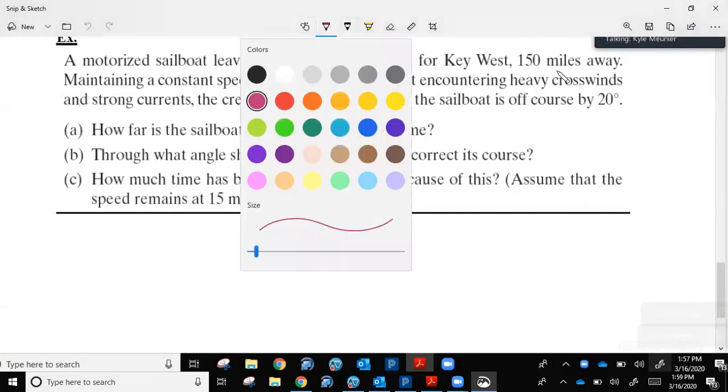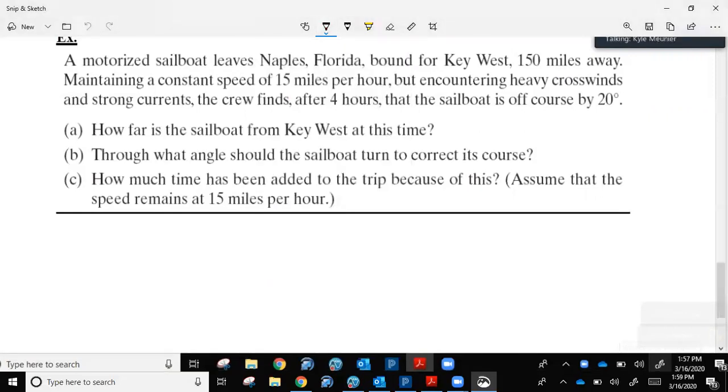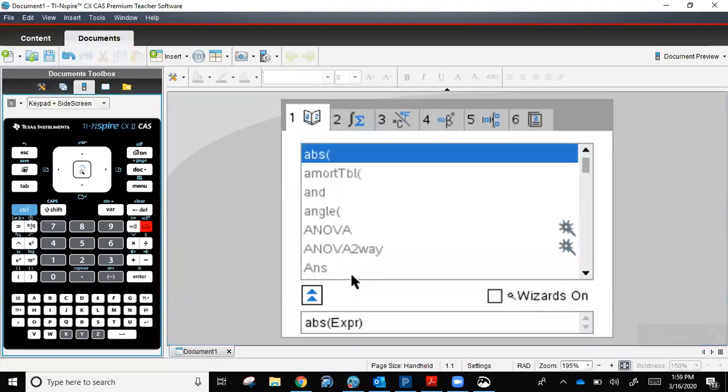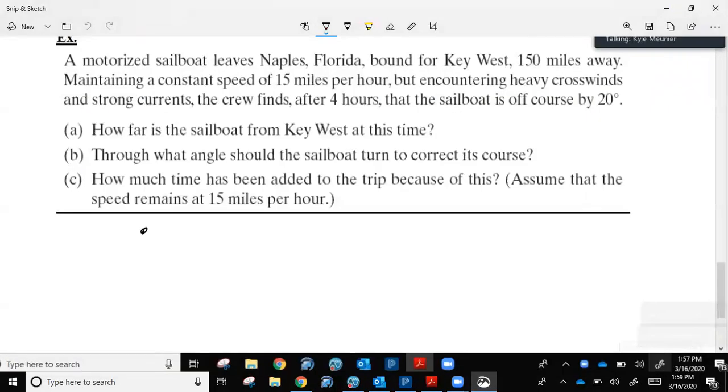So we really need an accurate picture to see what's going on here. We have a boat leaving Naples, Florida, label that with an N maybe, and heading to Key West, label that with a K. The distance between those two cities is 150 miles. This boat travels 20 degrees off course, for 4 hours traveling 15 miles per hour. So if we travel 15 miles an hour for 4 hours, we're moving 60 miles.